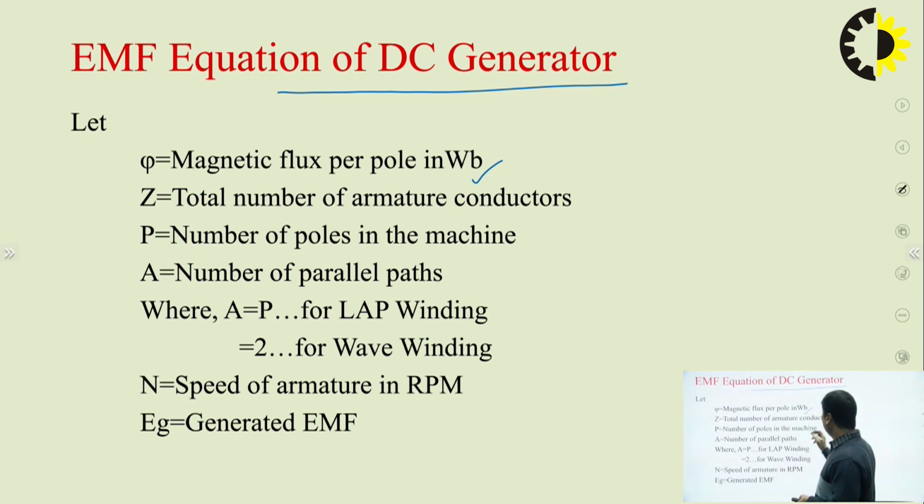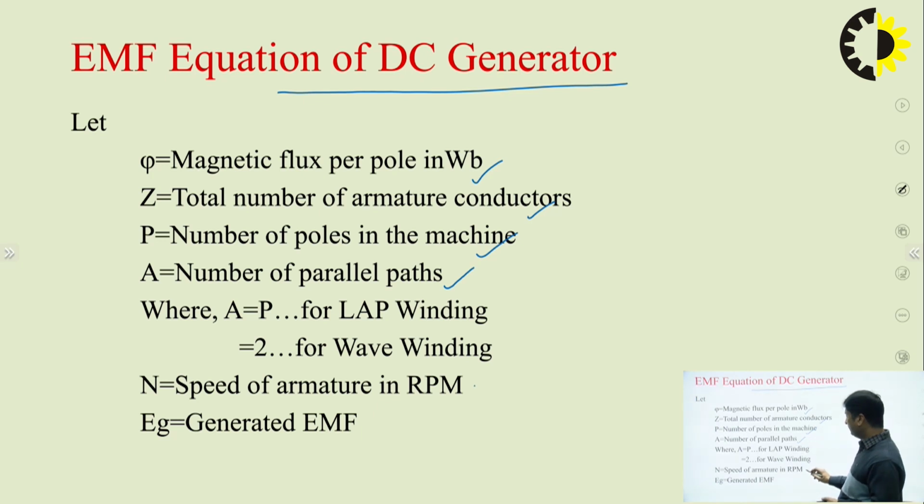Z is the total number of armature conductors. P is the number of poles in a machine. A is the number of parallel paths in a circuit. The number of parallel paths will depend upon the windings, that is, how the armature winding is connected, whether it is lap winding or wave winding. For lap winding, the number of parallel paths A will be equal to the number of poles, and for wave winding, the number of parallel paths will be equal to 2.